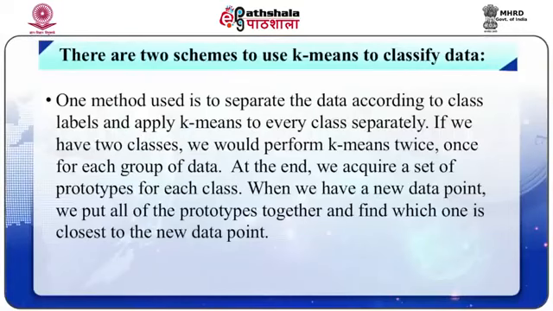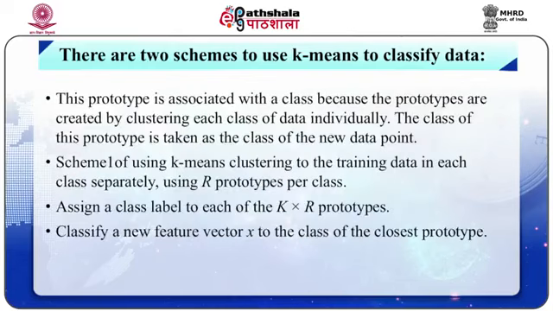There are two main types of scheme to use the k-means algorithm to classify the data. We will discuss scheme number 1. One method is to separate the data according to the class labels and apply k-means to every class separately. If we have two classes, we perform k-means twice, once for each group of data, and at the end we set a prototype for each class. When we have a new data point, we put all of the prototypes together and find which one is closest to the new data point. This prototype is associated with a class because the prototypes are created by clustering each class of data individually. The class of this prototype is taken as the class of the new data point.